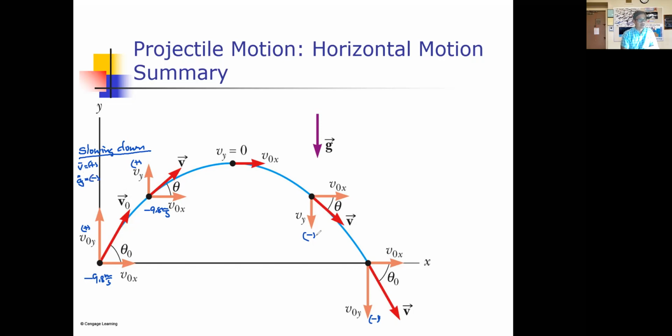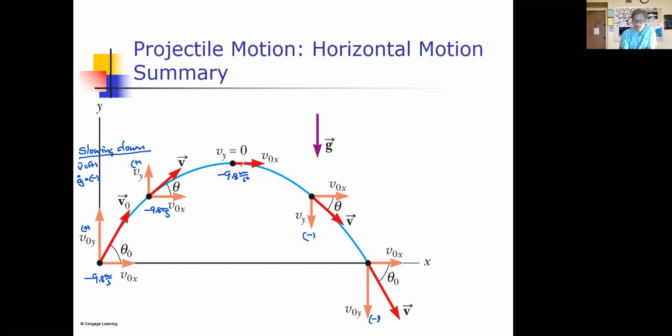And if you notice here, the acceleration at the very top will also be negative 9.8 meters per second squared. Even though the object is no longer moving along the vertical, there's still that acceleration there. Why? Because the force of gravity is still acting on it. Even though it has no speed, it stopped at the very top, that does not mean that the acceleration is gone. The acceleration is still there.